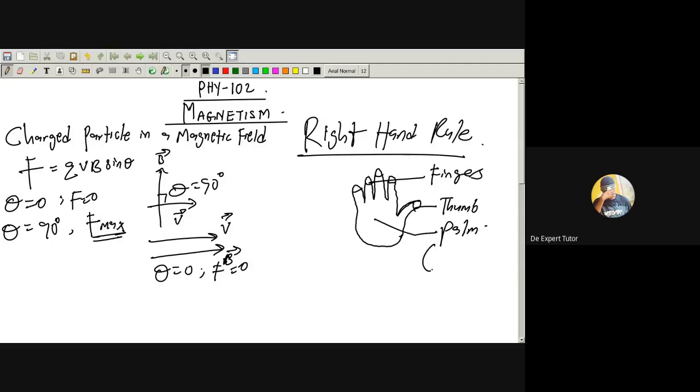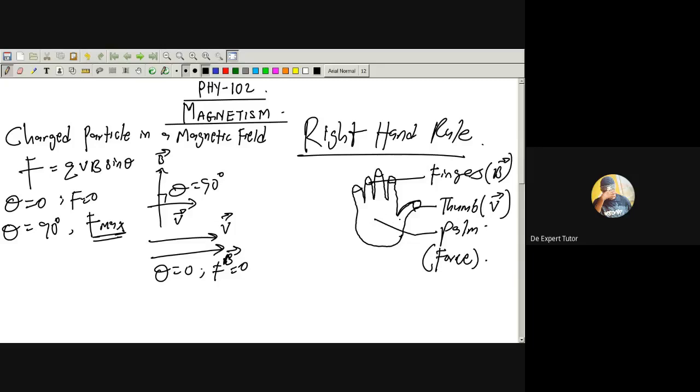This palm represents the force. Are we together? This thumb represents the velocity, and these fingers represent the magnetic field. That's it. It means that if you position your hand in a way that the thumb points in the direction of velocity and your fingers point in the direction of the magnetic field, then wherever your palm is facing will be the direction of the force on them.